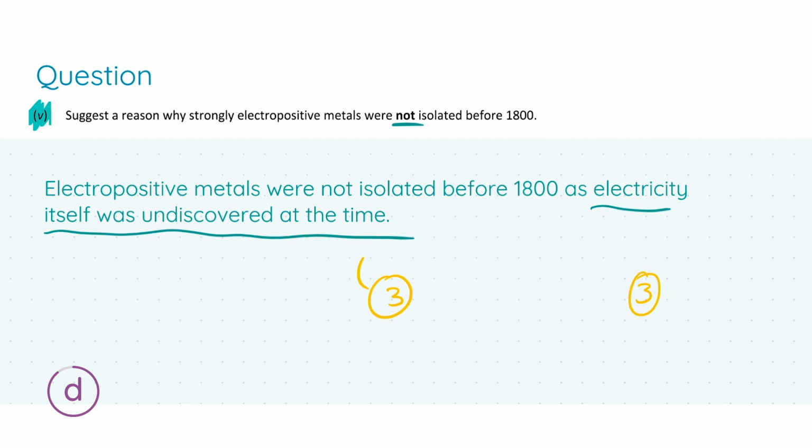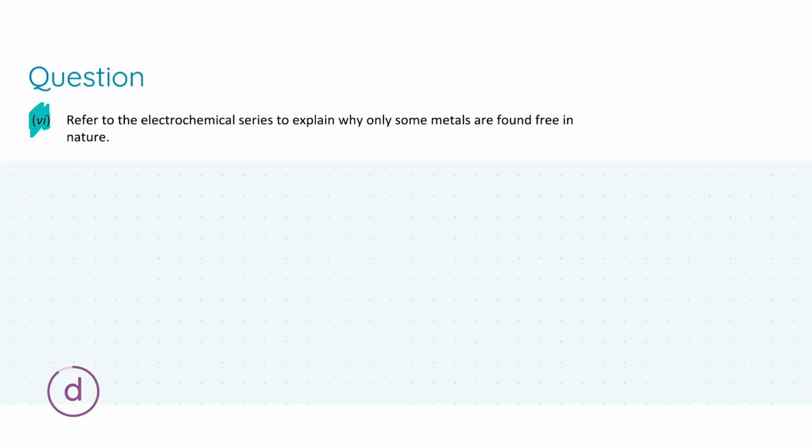In part 6 here we are asked to refer to the electrochemical series to explain why only some metals are found free in nature. One thing we have to do here is understand what it means by finding them free in nature. Most metals tend to be found in the form of salts or even oxides, and as a result, very few metals are found in their pure elemental form.